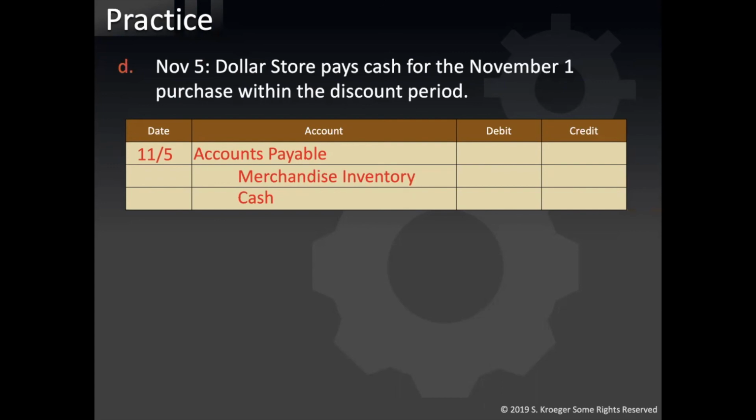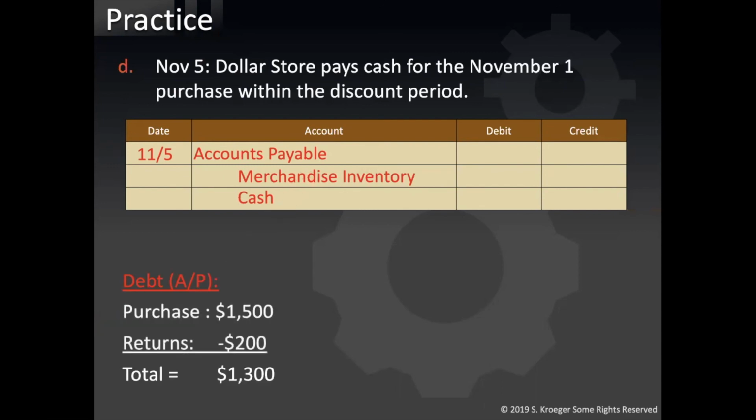Now let's figure out the amounts. Remember, we made a $1,500 purchase less a $200 return. We owe them a total of $1,300. That amount will be for accounts payable, which is why it's important to keep track.